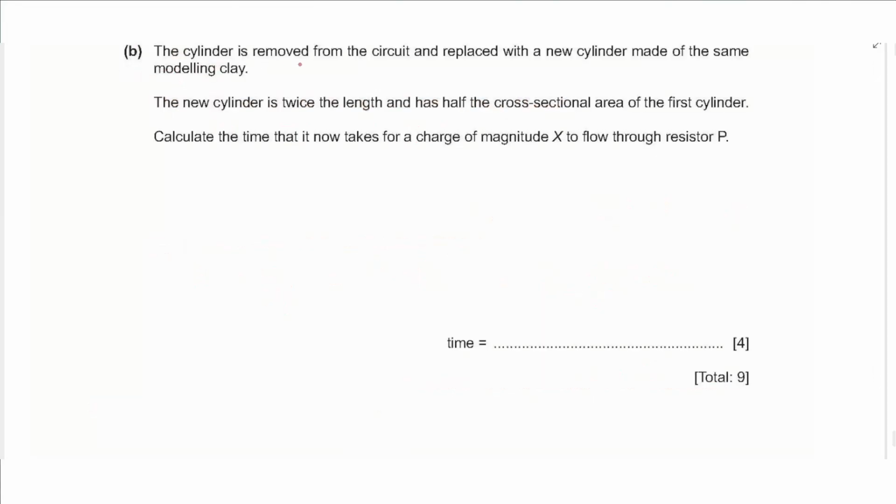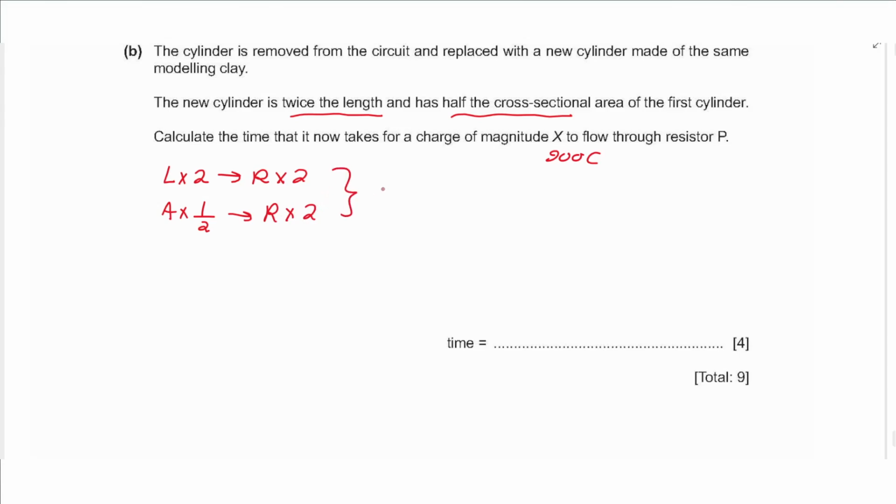Question B says the cylinder is removed from the circuit and replaced with a new cylinder made of the same modeling clay. The new cylinder is twice the length and has half the cross-sectional area of the first cylinder. Calculate the time that it now takes for a charge of magnitude X, which was 900 coulombs, to flow through resistor P. First, we need to calculate the new resistance. So when length is multiplied by 2, the resistance is also multiplied by 2. They are directly proportional. But when the area is multiplied by half, the resistance is multiplied by 2, since they are inversely proportional.